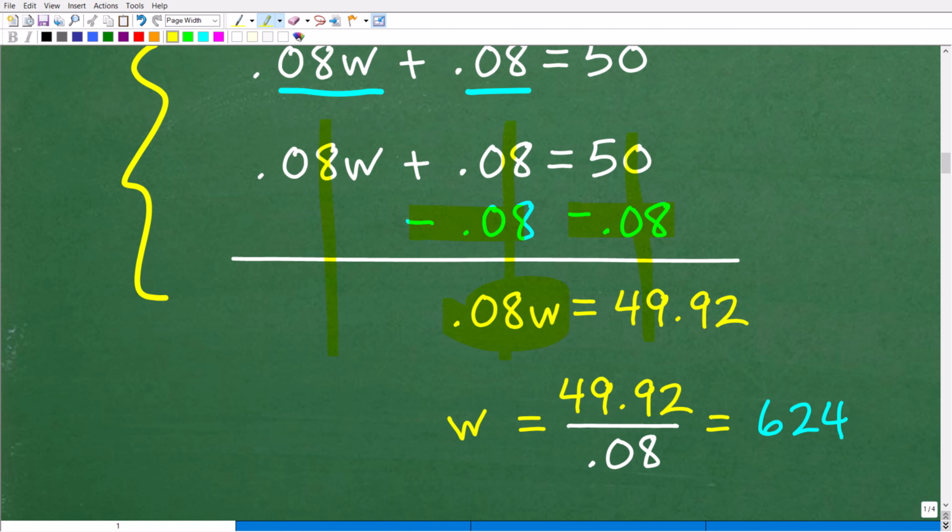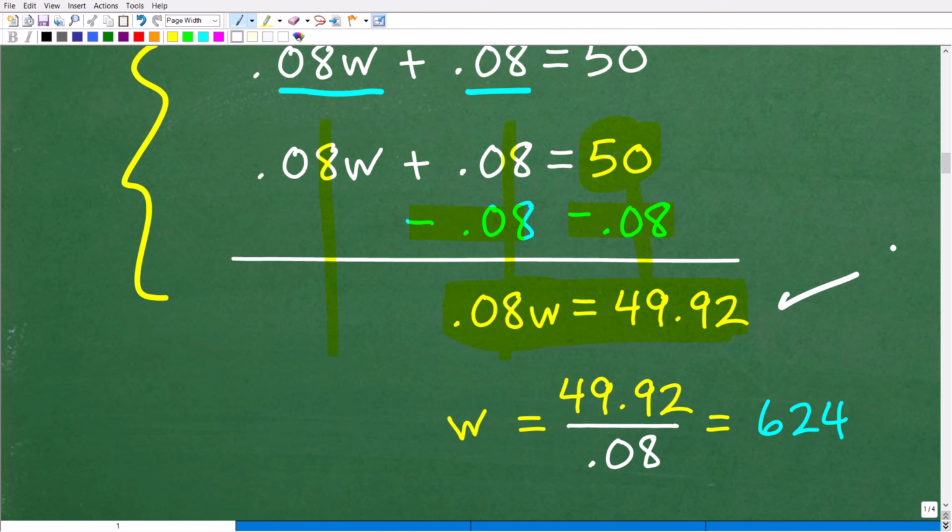We don't need to write that 0. 50 minus 0.08 is 49.92. Now, the reason why I'm taking the time to really explain the algebra here is because some of you may not know algebra, or maybe you forgot all this stuff, and so that's why I'm breaking it down nice and easy so you're not intimidated by algebra. You can learn this stuff.